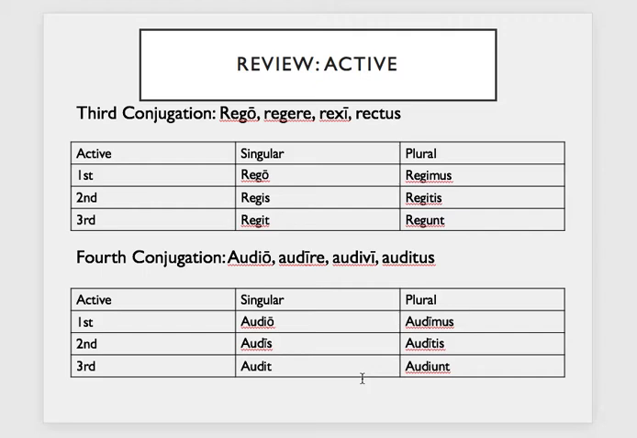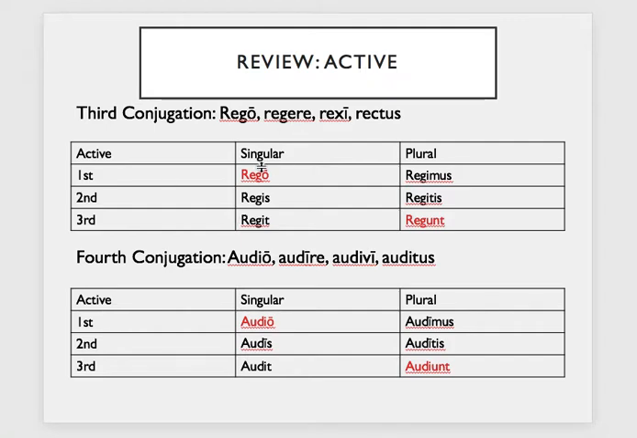Now, third conjugation and fourth conjugation. Let us begin. Looking at these, a quick retrieval: where are the differences between the present tense active forms of the third conjugation and the fourth conjugation? Pause the video and try and come up with these differences on your own. Okay?